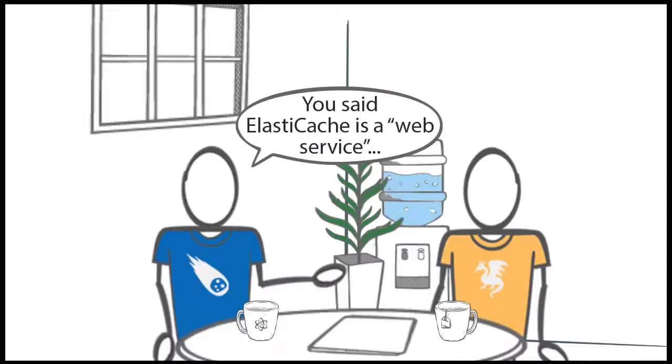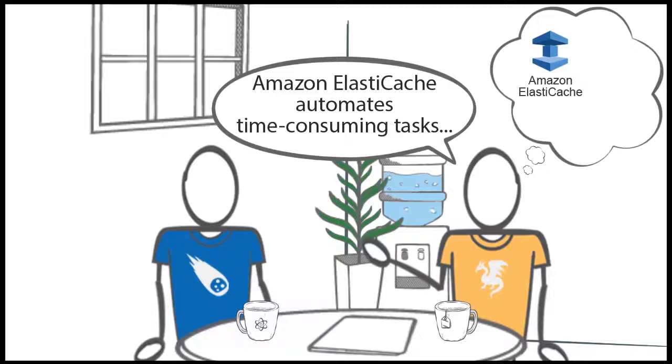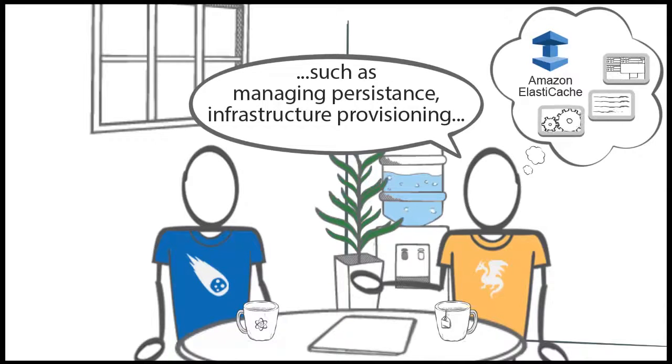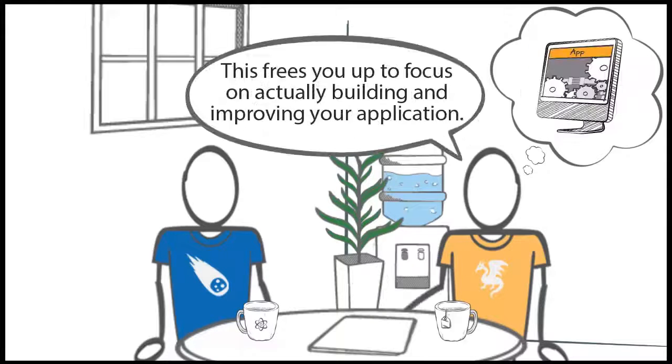You said ElastiCache is a web service, so what does that mean for me? Amazon ElastiCache automates time-consuming tasks, such as managing persistence, infrastructure provisioning, installing software, and patch management. This frees you up to focus on actually building and improving your application.